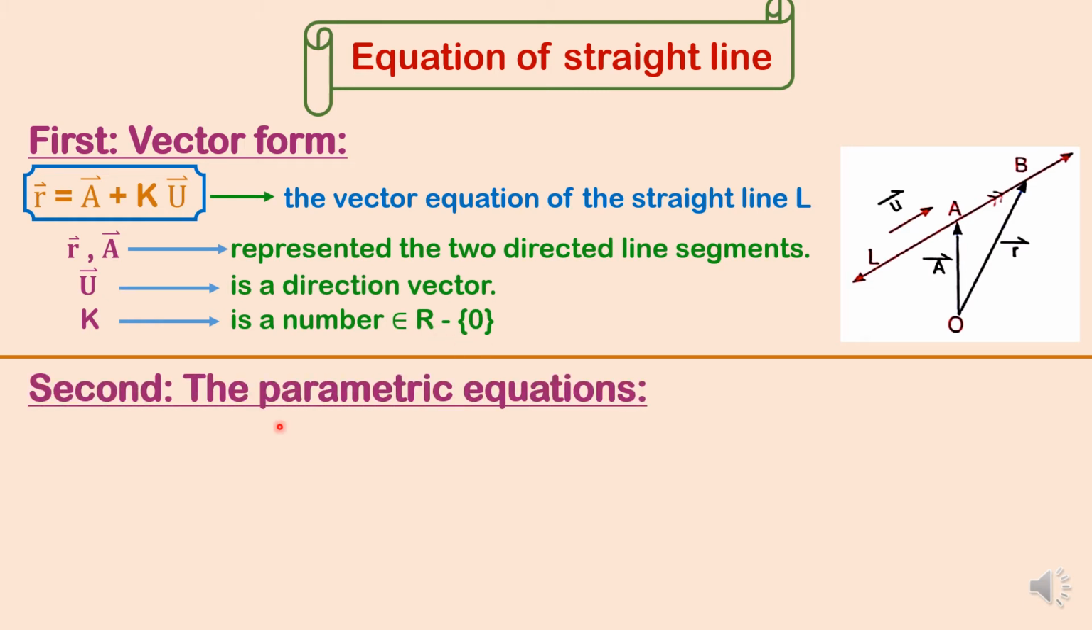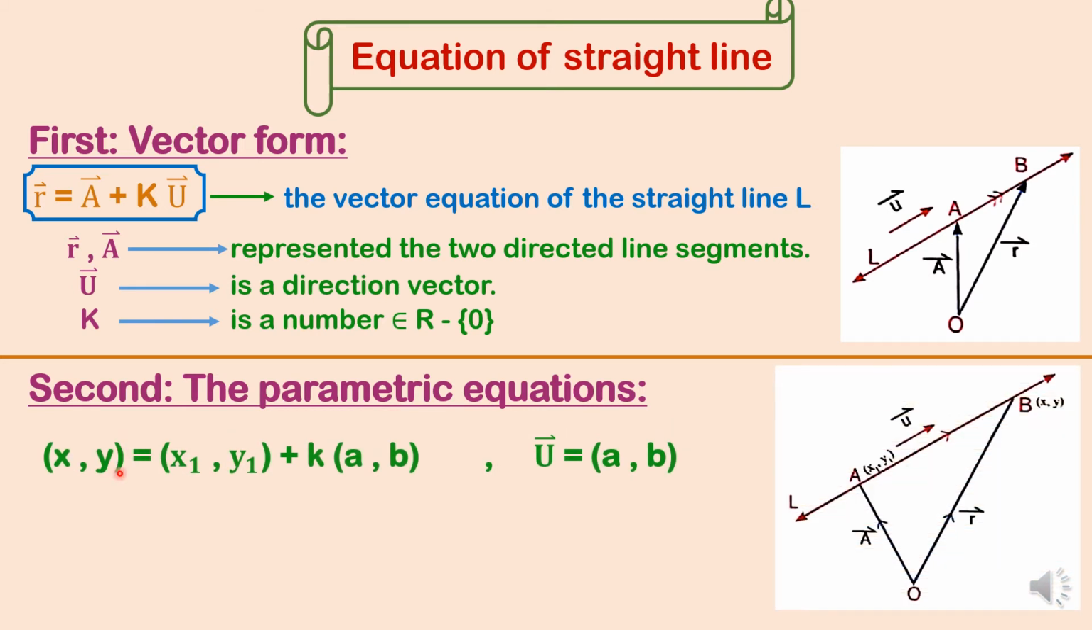The second form is called the parametric equations. This is very easy. We will put x and y instead of r, and x1, y1 instead of a. K we will keep as it is. Instead of u, we will put a, b. So the u vector is equal to a and b. A and b are the slope.